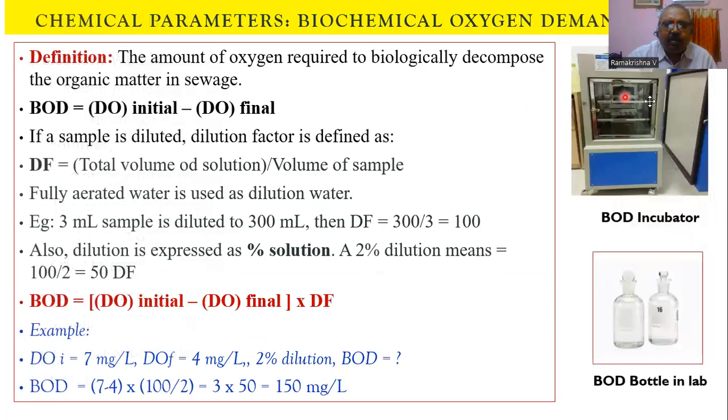So now the most important parameter is the BOD. BOD is nothing but the biochemical oxygen demand. As the name suggests, it defines the amount of oxygen required to biologically decompose the organic matter in the sewage. The amount of oxygen required to decompose means how much oxygen is consumed. How are you going to find that out? By knowing the initial DO and the final DO. The difference of these is nothing but the BOD.